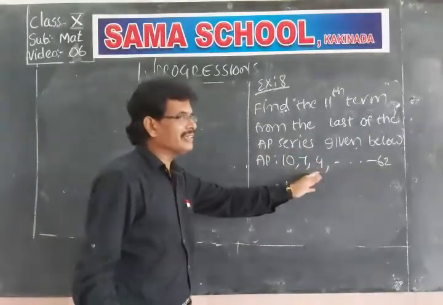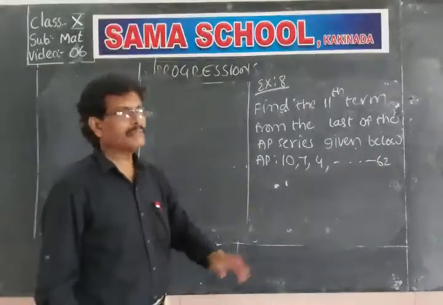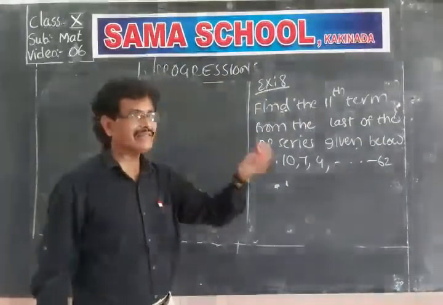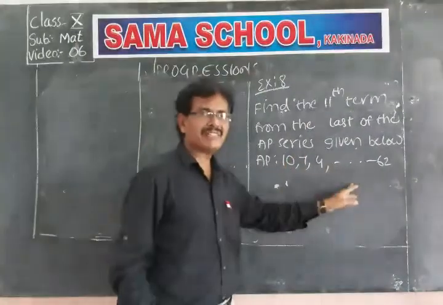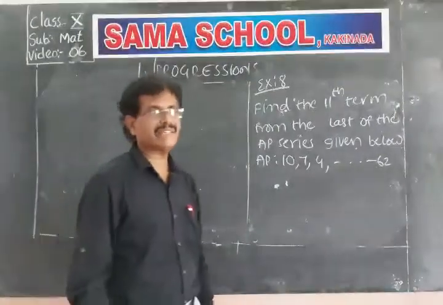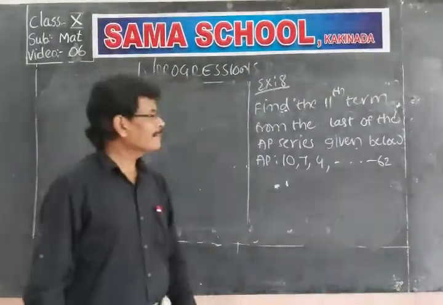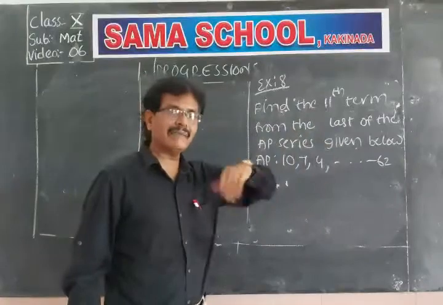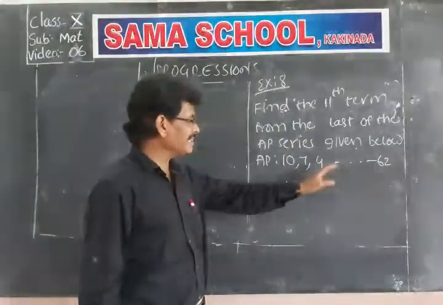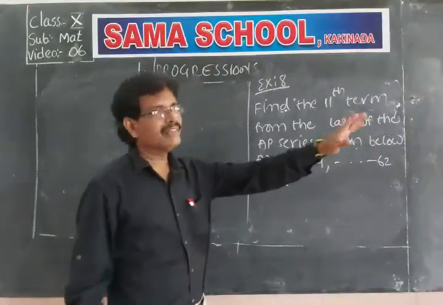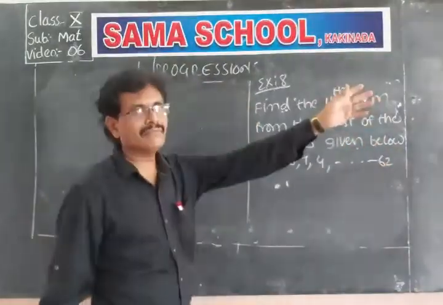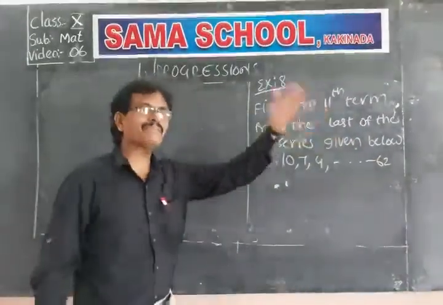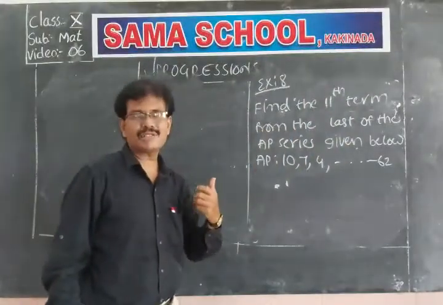So we don't know which term minus 62 is, means how many terms are there we don't know. Here you have to find the 11th term from the last. If it is from the first, easily you can find the 11th term by using the formula AN is equal to A plus N minus 1 into D. But from the last means we should first find the number of terms. How many terms are there in the series? Minus 62 is given. This value belongs to which term? Until you find the number of terms, you cannot find the 11th term from the last. From the last, remember, it's not from the first.